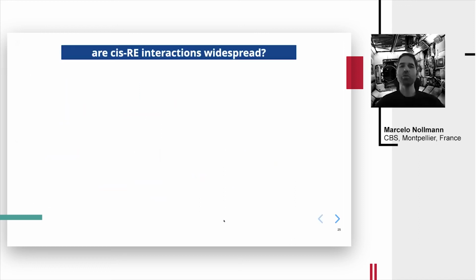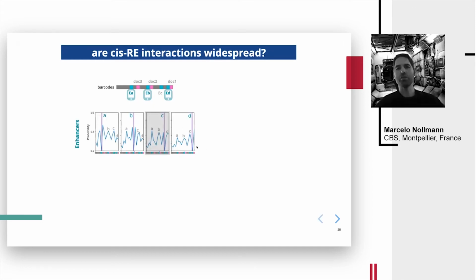And so, of course, we wondered whether these cis-regulatory interactions were widespread. So for this, we can repeat the same 4C analysis, but now without enhancers. When we do so, we have essentially the same answer. So if we select, for example, enhancer A, we see that it interacts preferentially with the other 3 enhancers in the locus, and the same result we see for the other 2 enhancers, right? So enhancers tend to interact together.